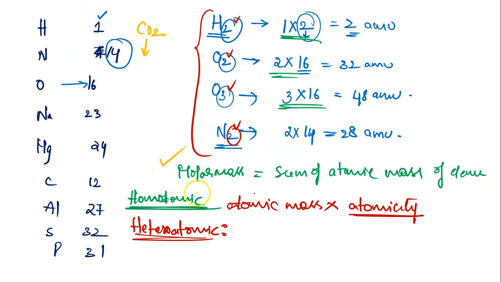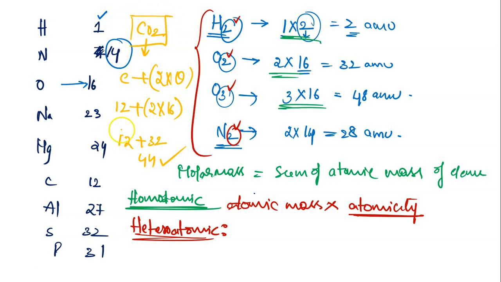You will be taking the sum of atomic masses. Carbon's atomic mass plus 2 into oxygen atom's atomic mass. Carbon's atomic mass is 12, plus 2 oxygens is 2 into 16, which is nothing but 12 plus 32, which is nothing but 44. So 1 mole of carbon dioxide weighs how much? 44 atomic mass units. So this is how we calculate molar mass.